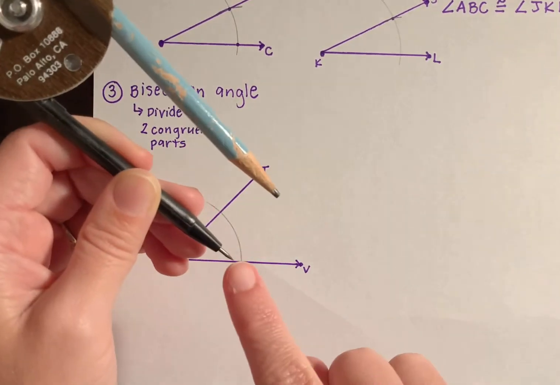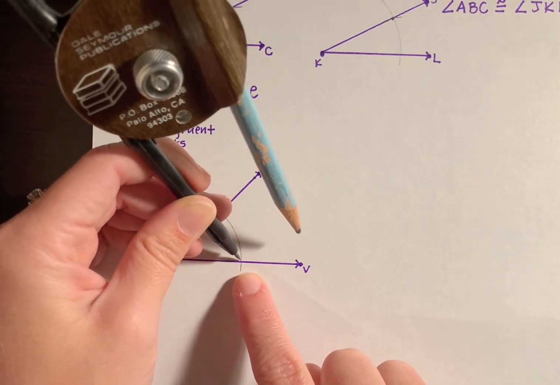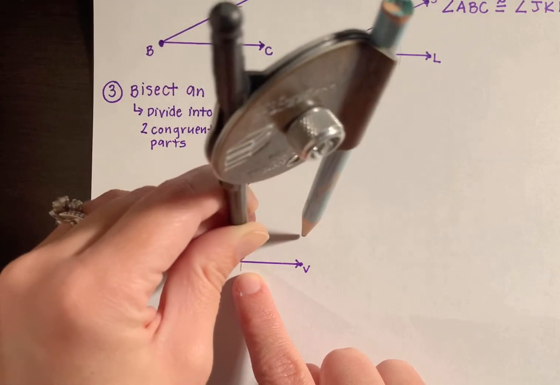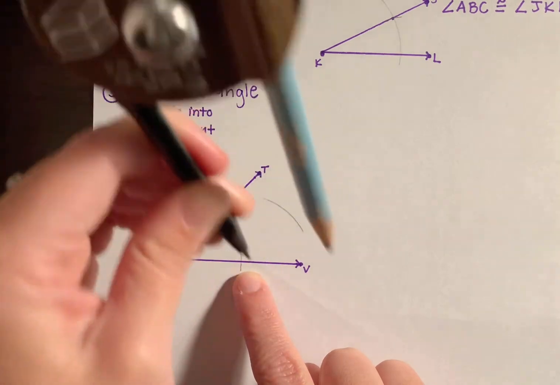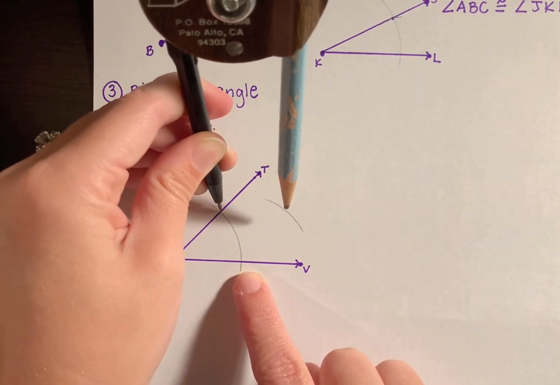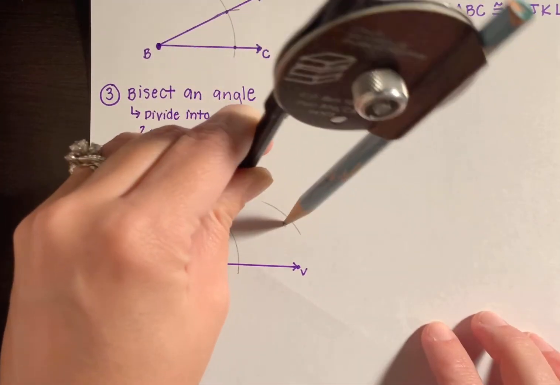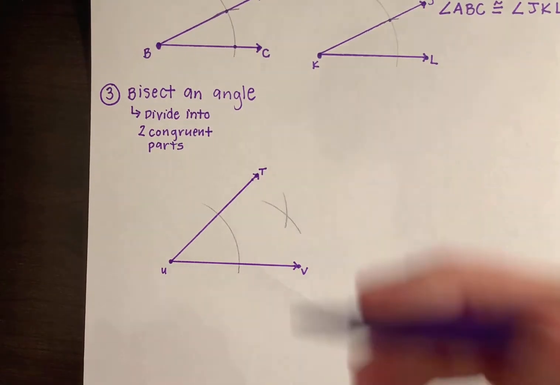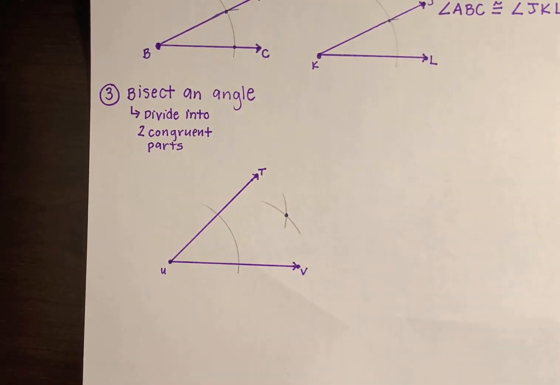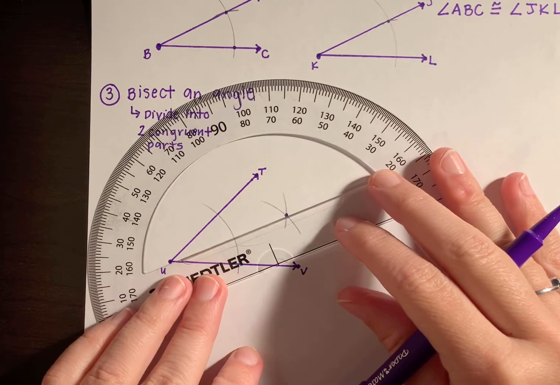Go ahead, put the point on the intersection point of the arc with the bottom ray of your angle, and draw an arc through the center of the angle. Similarly, keeping it the same width, go up here where the arc intersects the upper part of the angle and draw an arc through the center of the angle. This intersection point right here is exactly in the middle. You didn't change the width of your compass, and so therefore the distance is the same.